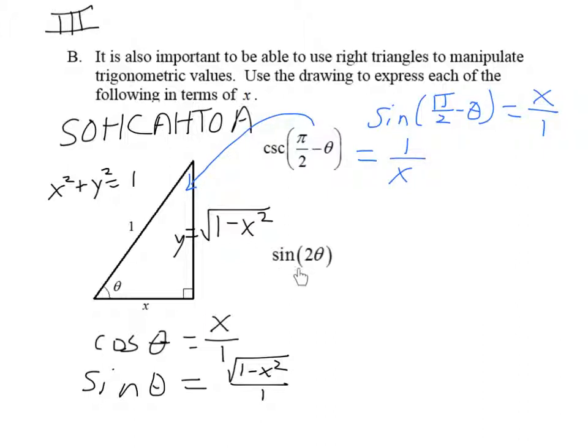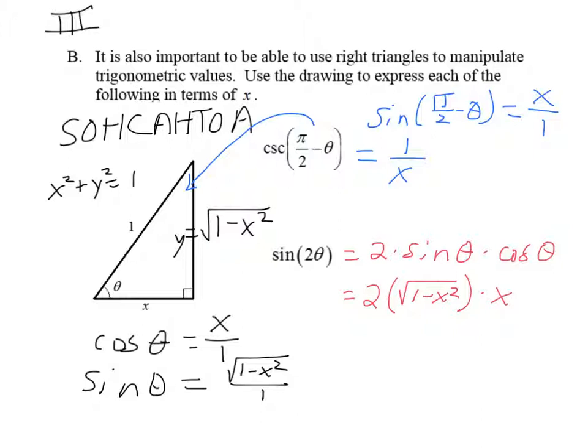All right, now how about the sine of 2 theta? Well, there we go. There's a double angle, so we need to use one of our double angle identities here. And we know the sine of 2 theta is equal to 2 times the sine of theta times the cosine of theta. So we would have 2. We've already figured out the sine of theta is the square root of 1 minus x squared, and we know the cosine of theta is just x. So there's really not a whole lot you can do with that expression, but we could rewrite it as, say, 2x times the square root of 1 minus x squared.